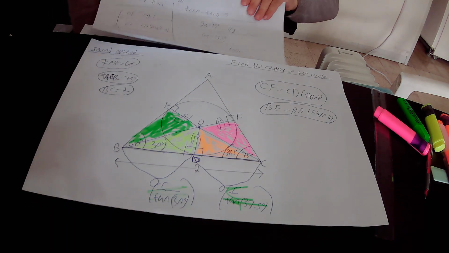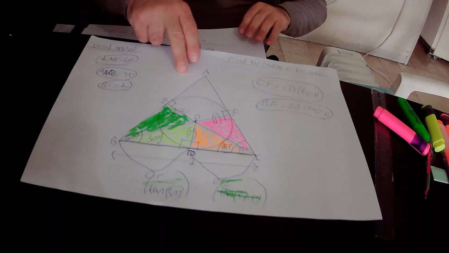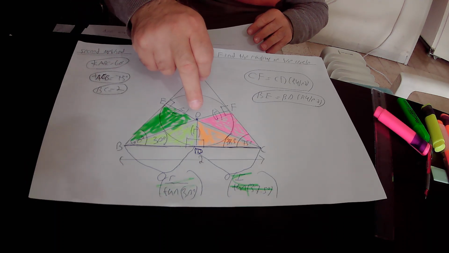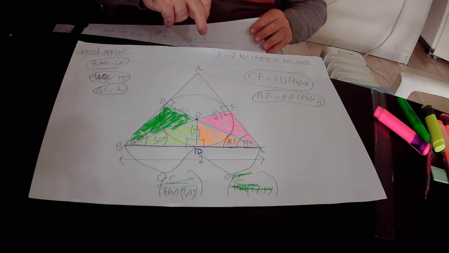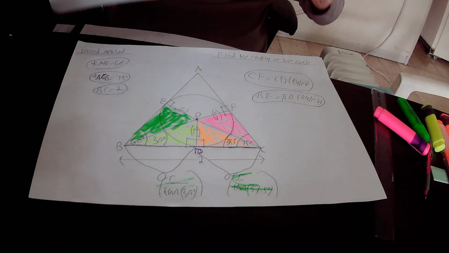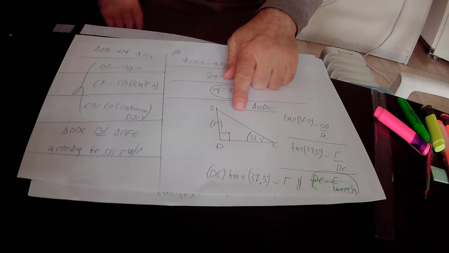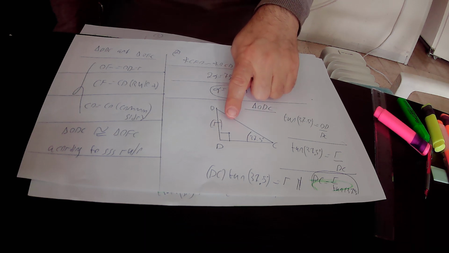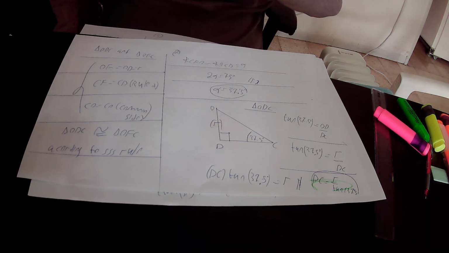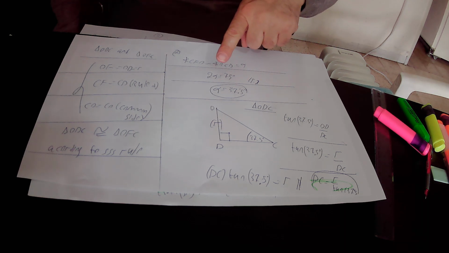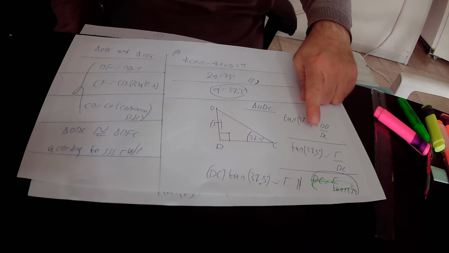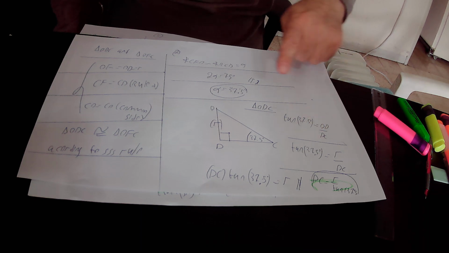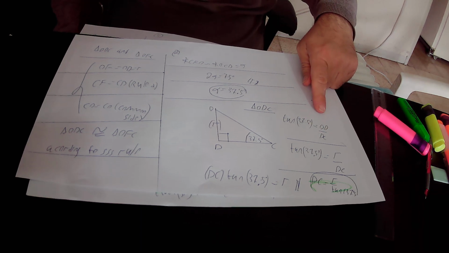Then I copied the orange triangle ODC onto a new page and analyzed it. This is the orange triangle ODC that I copied from the original drawing. This is angle alpha, which equals 37.5 degrees, and side OD equals R, the radius of the circle. In the right triangle ODC, tan 37.5 degrees equals OD over DC.